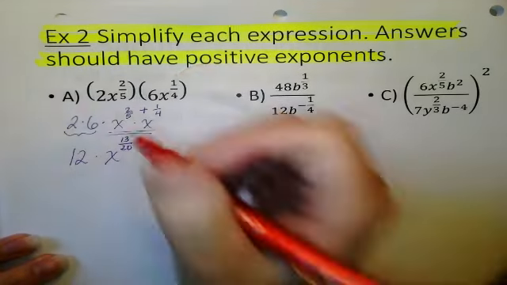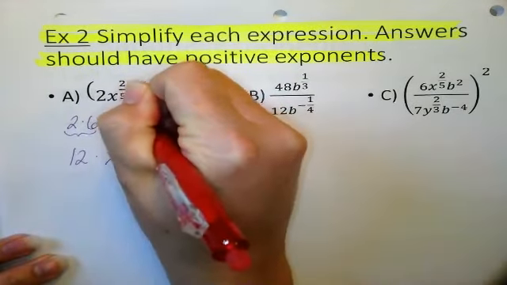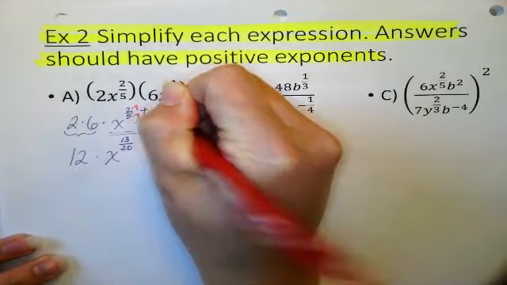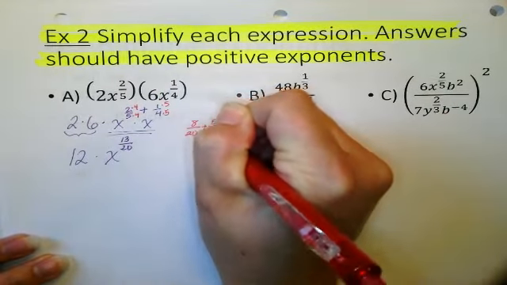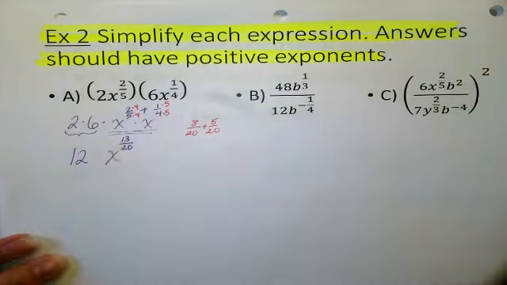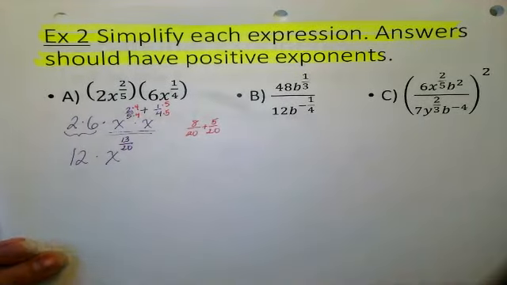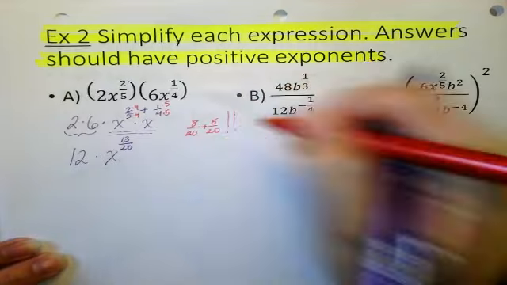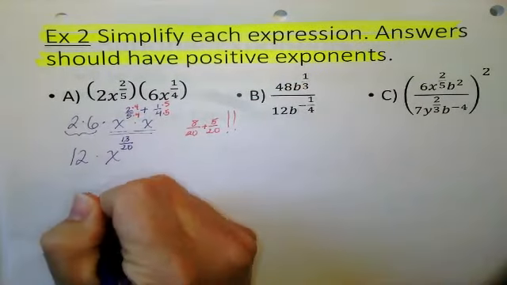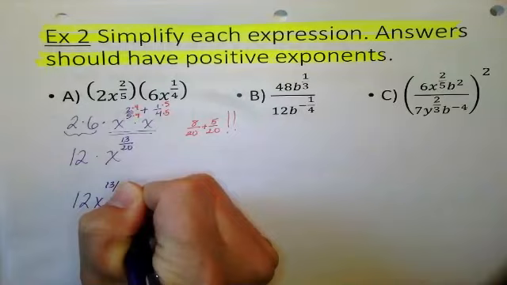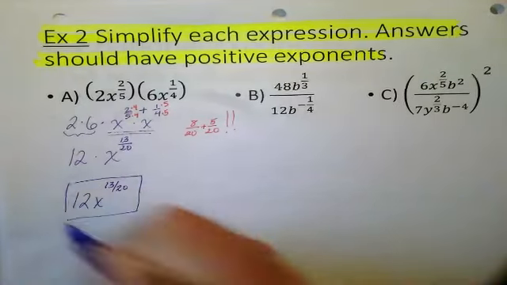In case you want to know, we would multiply top and bottom by 4. Here we'd multiply top and bottom by 5, and that gives us 8/20 plus 5/20, which is how we got 13/20. Please, it's so important that you know how to get a common denominator in order to add fractions, so please do that. So 12x to the 13/20 is a perfect answer. It's totally fine.